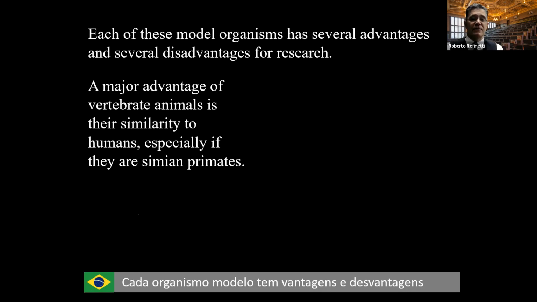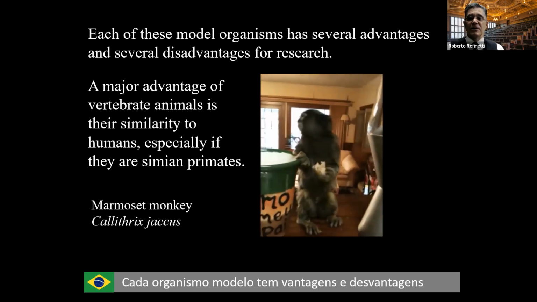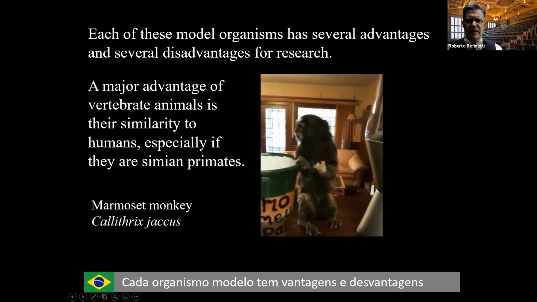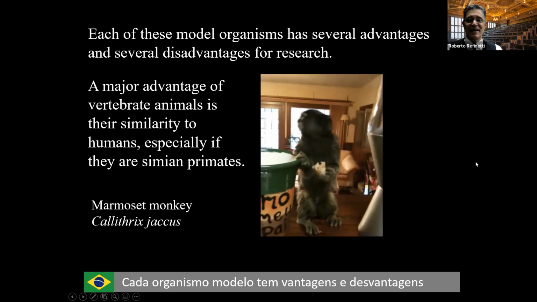A major advantage of vertebrate animals, of course, is their similarity to humans, especially if they are simian primates. And here is a marmoset monkey. Those of you in the audience, most of you in Brazil, know very well the marmoset monkey. This is not a fully grown marmoset monkey, but almost. And as you can see here, this is a coffee mug, and he's barely taller than a coffee mug. It's a very small monkey, very convenient for studies, especially in a laboratory.